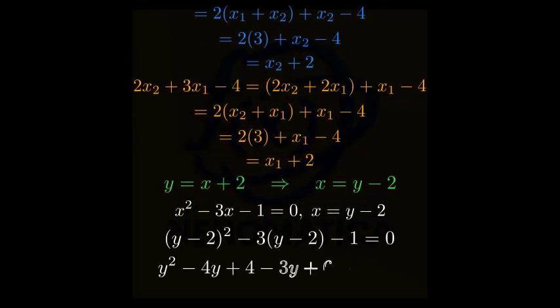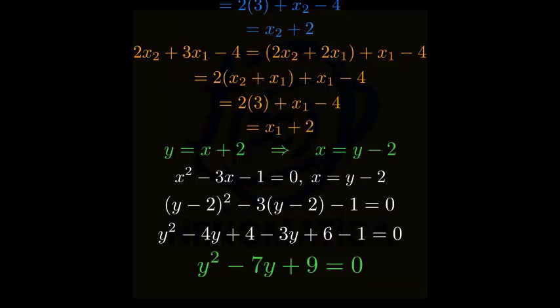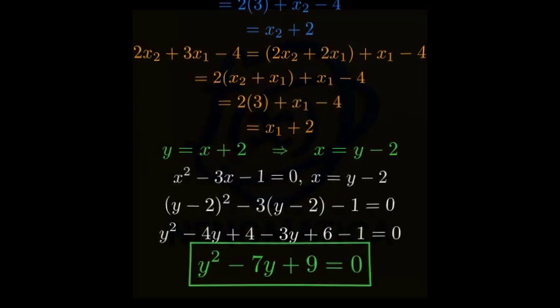That expands to y² − 4y + 4 − 3y + 6 − 1 = 0. Combine like terms to obtain y² − 7y + 9 = 0. The new quadratic equation is y² − 7y + 9 = 0. This matches the algorithm precisely. Rewrite each new root using the sum of the old roots, recognize a shift of plus 2, then substitute x equals y minus 2 to form the new quadratic.